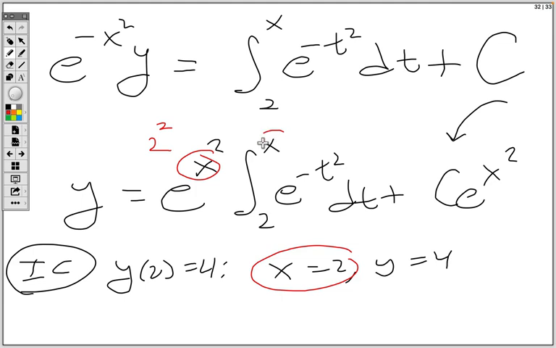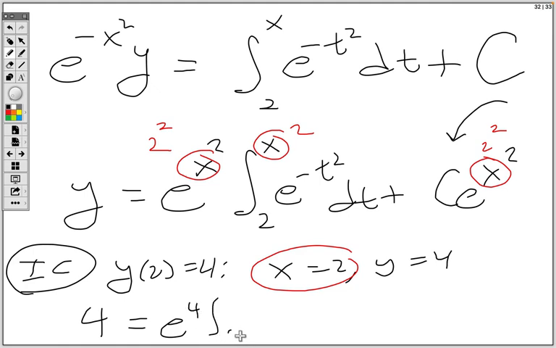That's going to get squared. We're going to plug a 2 in there. We're going to plug a 2 in there. That's going to get squared. And what's going to happen when we integrate from 2 to 2? Yeah, you're going to zero out. And so the integral's done, right?